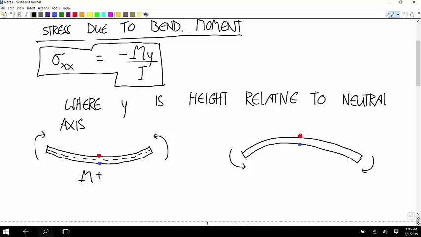So now we have a negative bending moment, and so M is negative. If you go to the red dot, y is positive, divided by a positive, so sigma xx should be positive. It should be in tension. And that's what happens to the top if you bend something that way. And if y is negative, then you have negative, negative, negative. Sigma xx should be negative, and the bottom should be in compression.